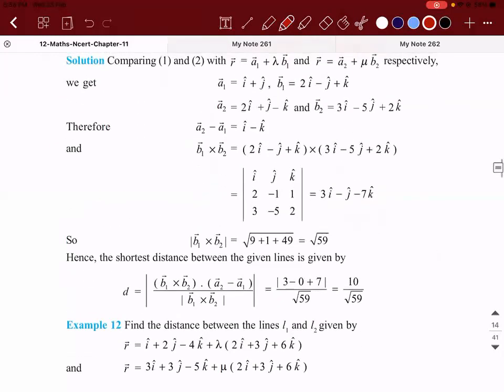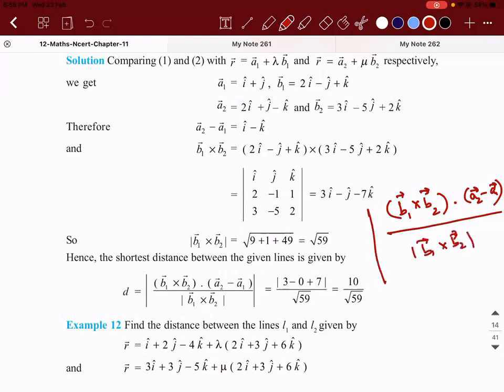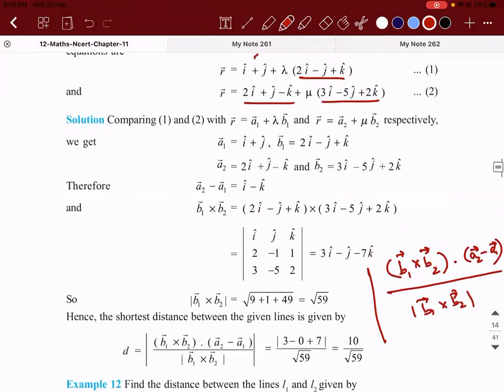Then what is the formula? The magnitude of B1 vector cross B2 vector. First, we need to find this. Then dot of A2 vector minus A1 vector, divide it with the magnitude of B1 vector cross B2 vector, and take the magnitude of this whole thing. First, let us find what is B1 vector cross B2 vector. Do it fast and tell me.